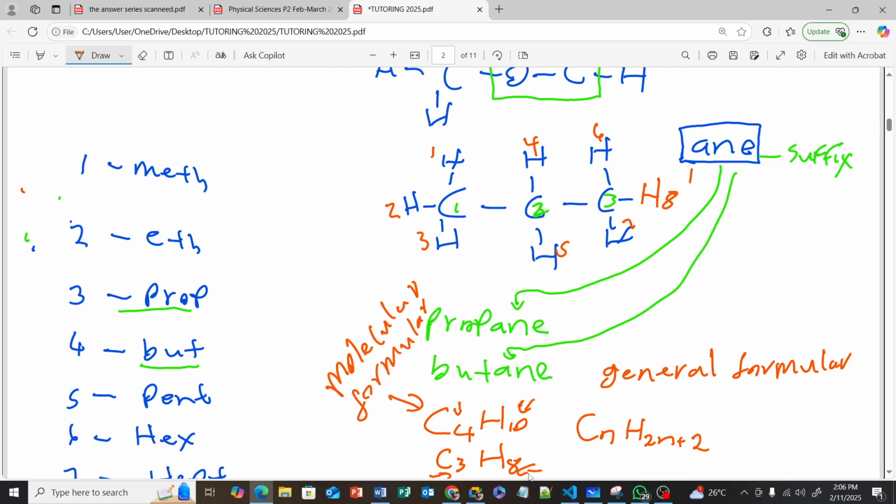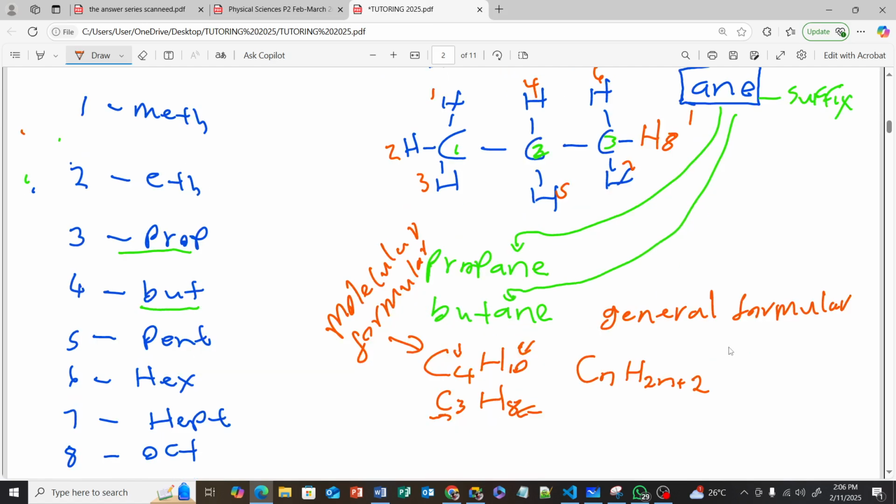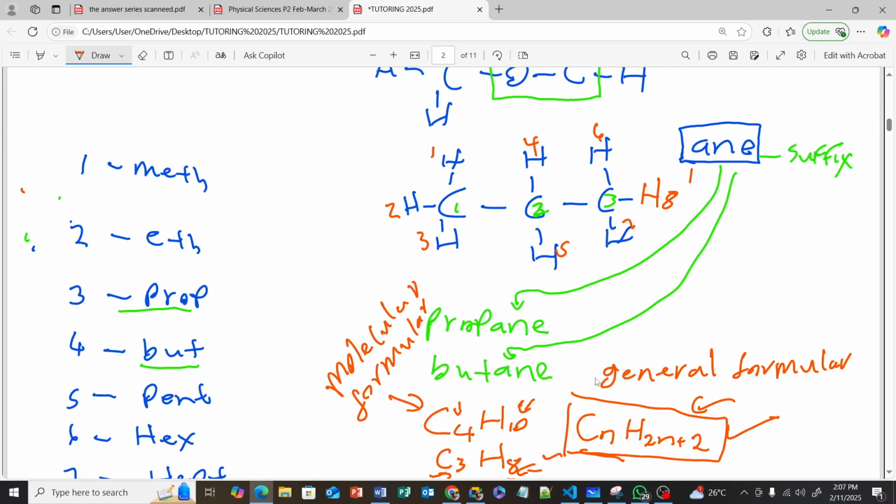But how does it satisfy this general formula? Let us see. CnH2n+2, now since n is 3, so 2 times 3 is 6 plus 2 is 8. Then we have that 8. Yes, the general formula suits. So this is going to be the general formula for alkanes. Okay, so we call that a general formula.